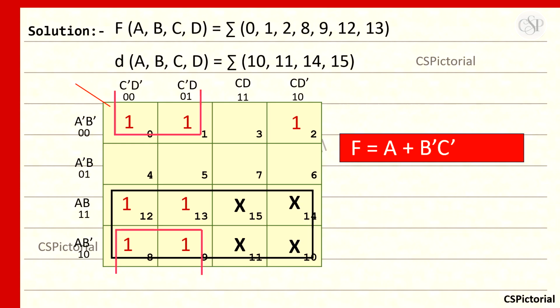Finally, we get the next quad by wrapping around the table involving the don't care cells. This group gives B bar D bar. Thereby we get the final simplified expression as F equal to A plus B bar C bar plus B bar D bar.